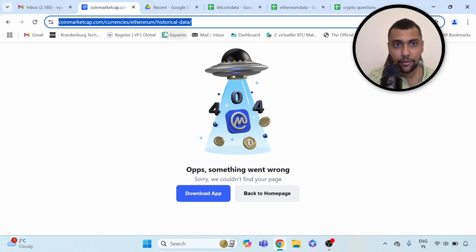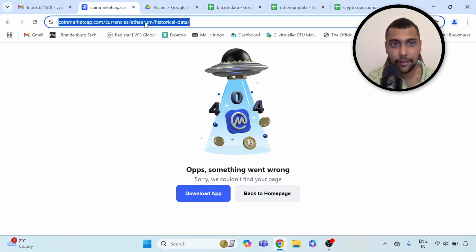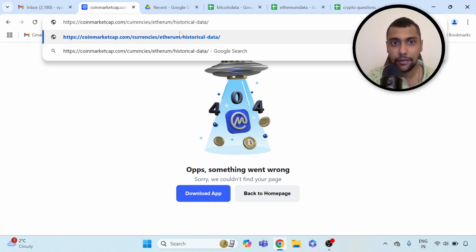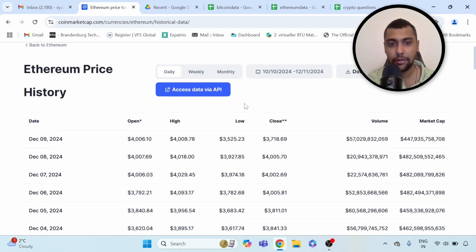I think the spelling is wrong. It's not Ethereum, it's Ethereum, right? With the single E. Now you see, right? Ethereum data also loads. So you can do the same filtering, download as a CSV, right?